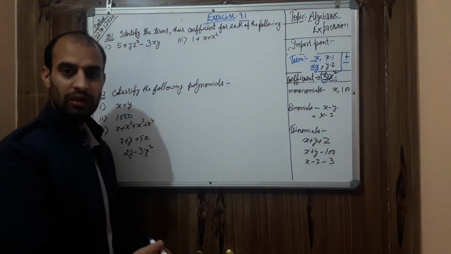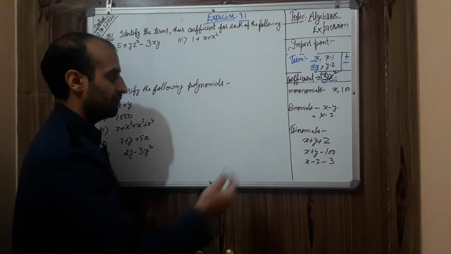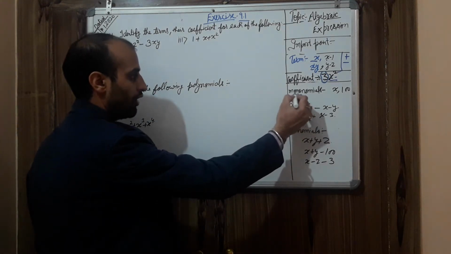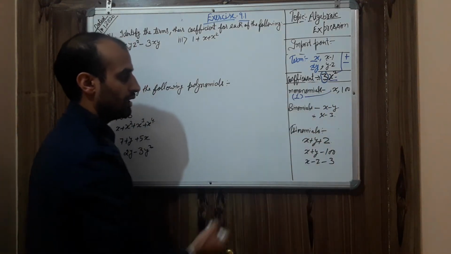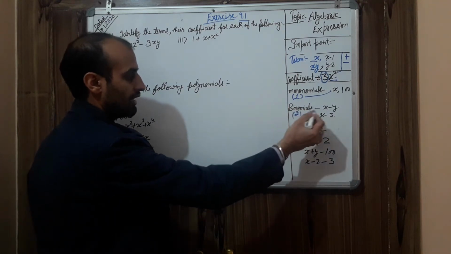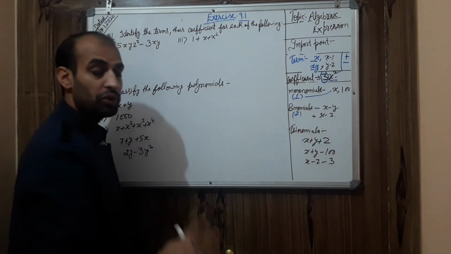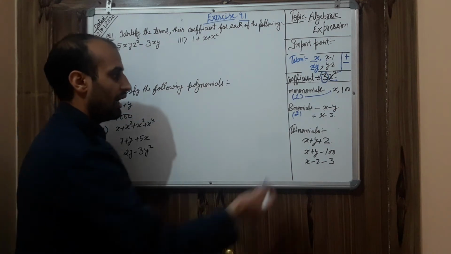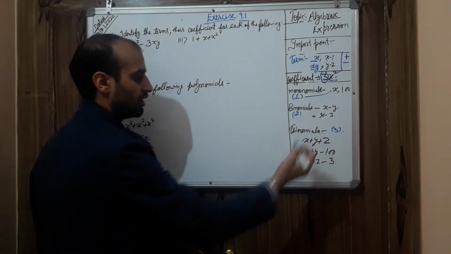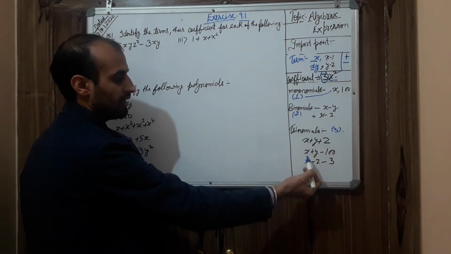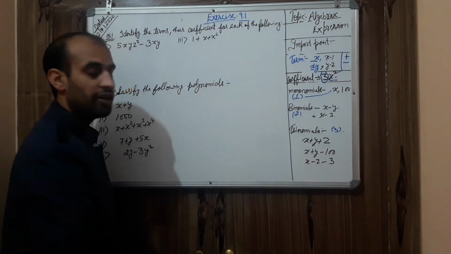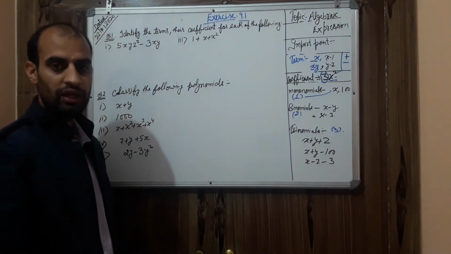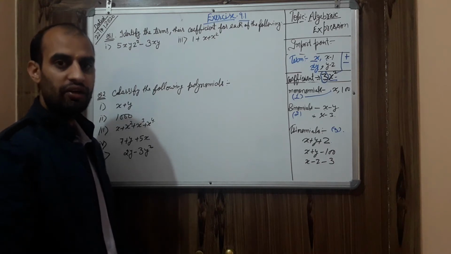Next is monomial. Monomial means having a single term. If there is only one term, we call it monomial. If there are two terms, like x minus y, y minus z, two terms are there, so definitely this is known as binomial. And trinomial means having three terms, like x plus y plus z, x plus y minus 100 or any other variable. When three terms are there, they are trinomial.